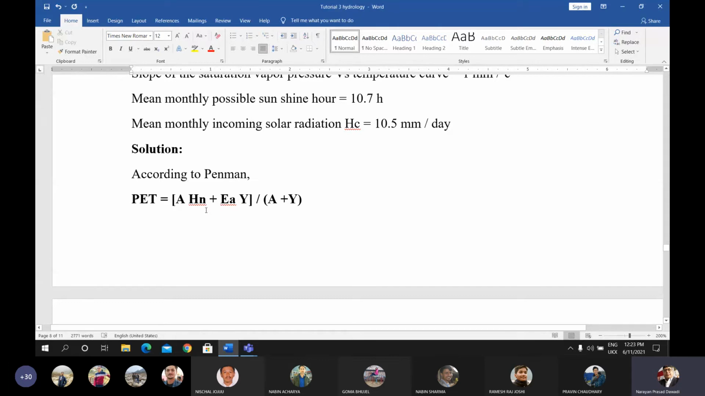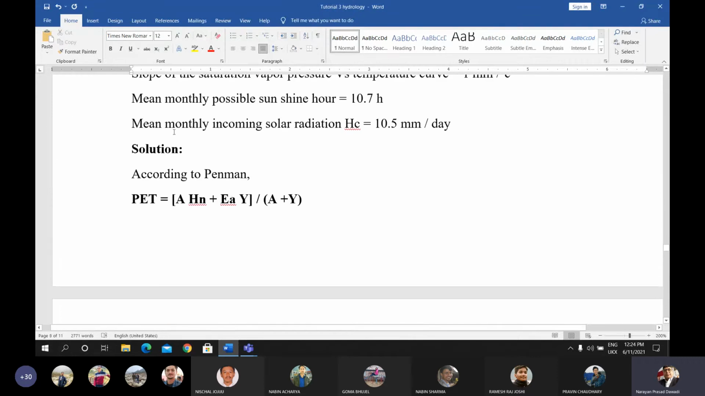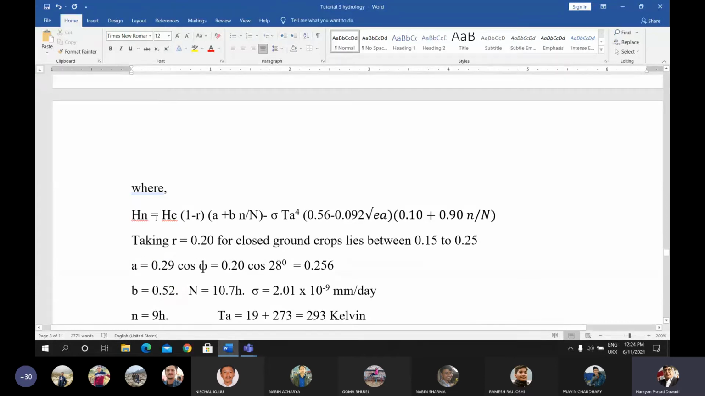Net heat radiation is calculated by using the long formula of the Penman's. That is Hn is equal to Sc (1 minus r) (a plus b n by N) minus sigma Ta to the power 4 (0.56 minus 0.092 under root ea) (0.10 plus 0.90 n divided by N). This is the longer equation for finding the net heat radiation. Sc is the incoming solar radiation, which is given as the mean monthly incoming solar radiation, 10.5 mm per day. This is given.